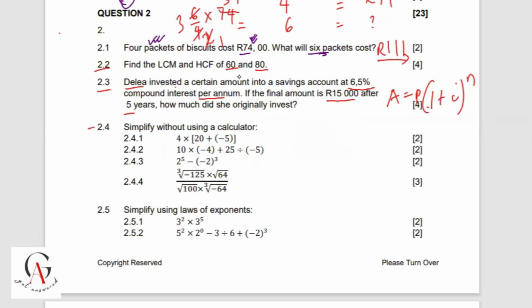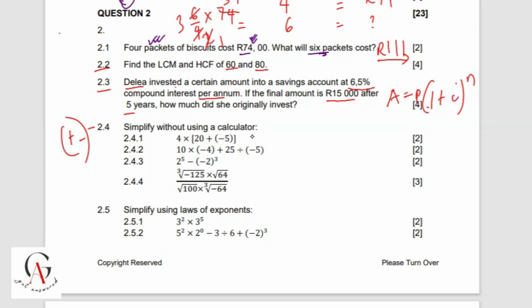2.4. Simplify without using a calculator. So this falls under the integers. With integers, what we need to pay attention to is BODMAS, how the signs operate, and the plus and the minus, how they relate. So let's start with the bigger bracket.